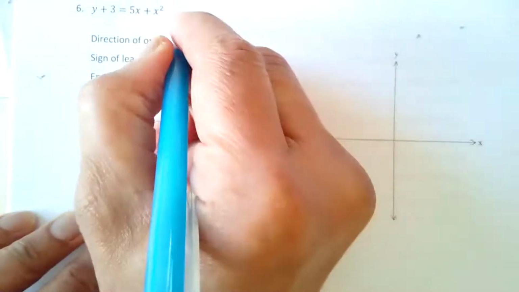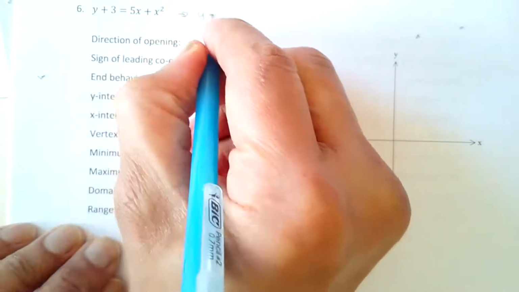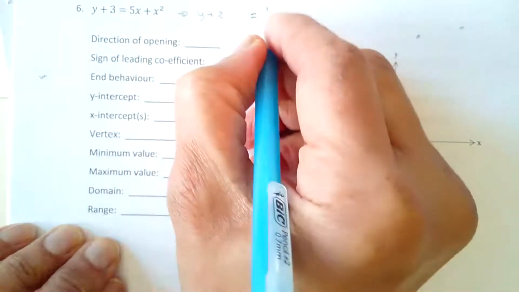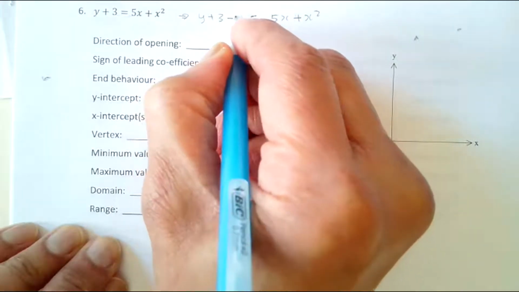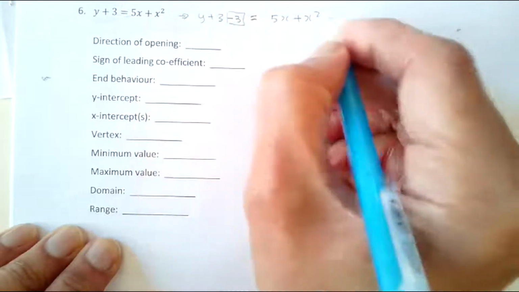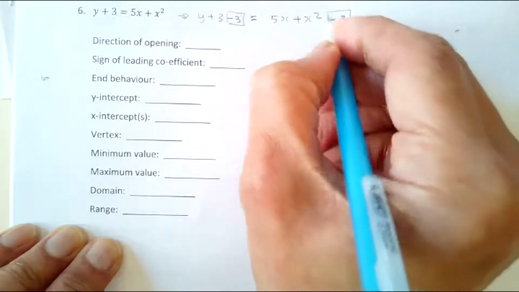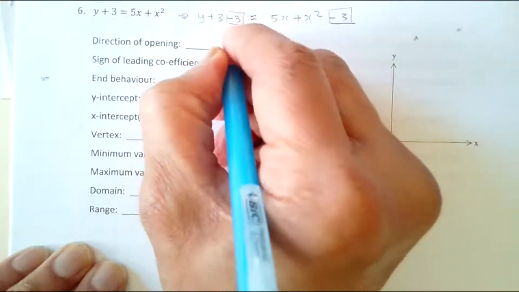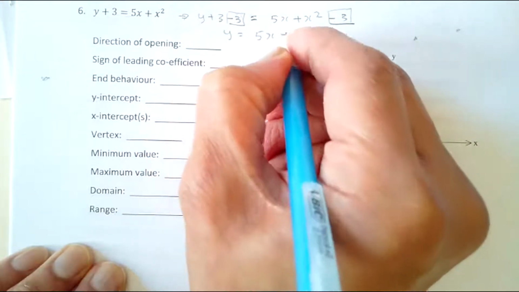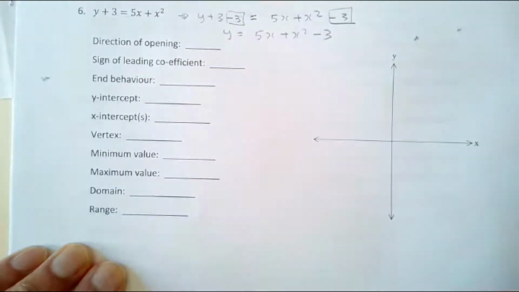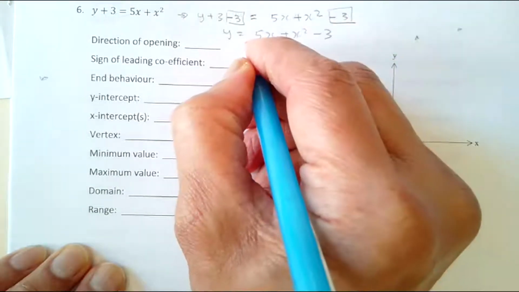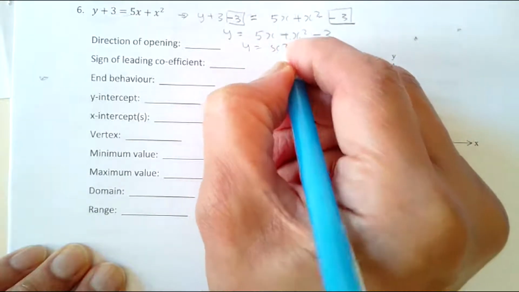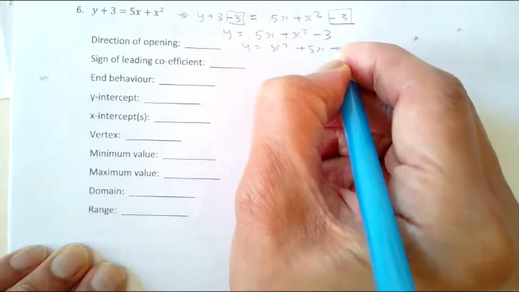So in this case, we have y plus 3 equals 5x plus x squared. Now I'll take away the 3 on the left side. I must do exactly that on the other side. So 3 minus 3 is 0, so we have y is equal to 5x plus x squared minus 3. Now, if you're not happy to see the x squared in the middle here, you can change it around. You can say y is x squared plus 5x minus 3.